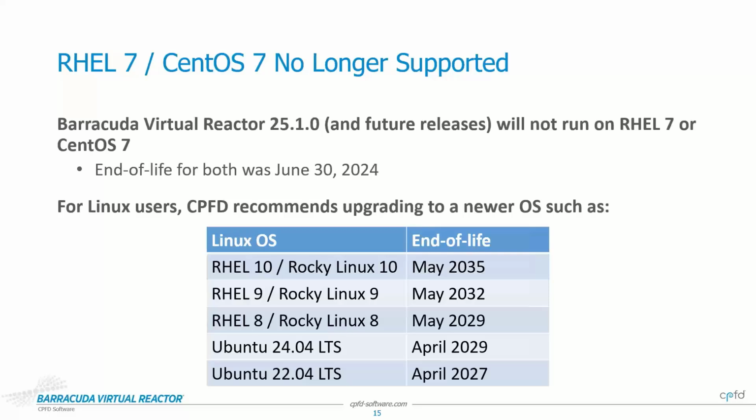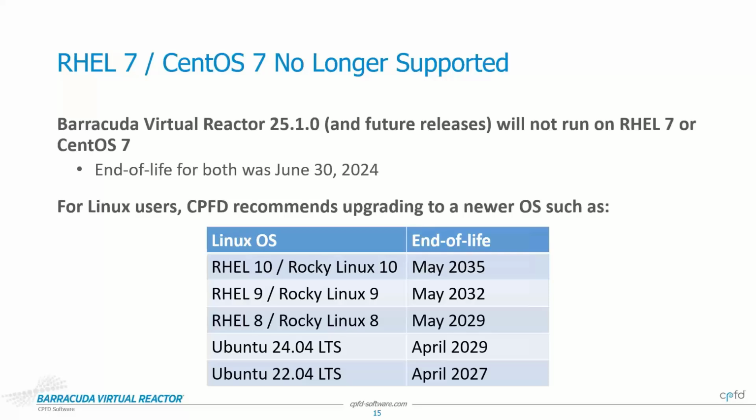Finally, we do have an important system requirement change that we want to make sure everyone is aware of. Starting with this release, Red Hat Enterprise Linux 7 and CentOS 7 are no longer supported, and Barracuda will not run on these systems. So if you are currently running Linux with either Red Hat or CentOS 7, we recommend that you upgrade. And this table shows a number of options that you could potentially choose from that have end-of-life support dates out several years. So we definitely recommend that you update your operating system to one of the options shown here.